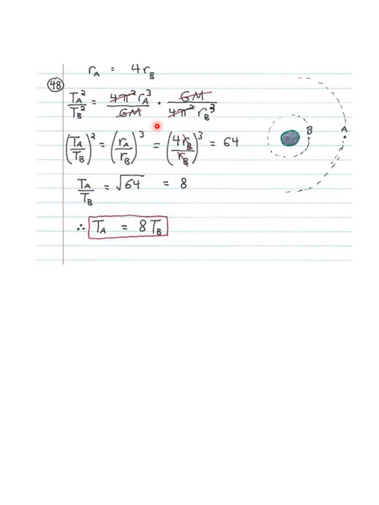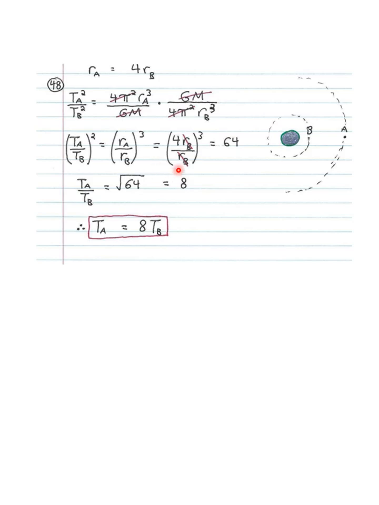4 pi squared, GM, all those things divide out. And what we're left with when we clean it up is TA over TB squared equals RA over RB. Notice those are to the third power, so let's put it to the third power. And so the ratio of the period squared is the ratio of the radii cubed.